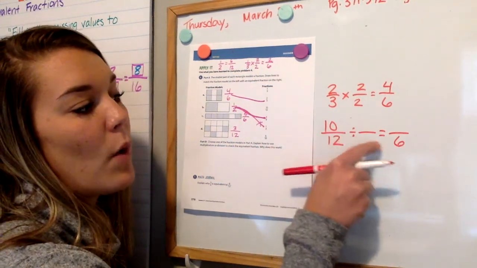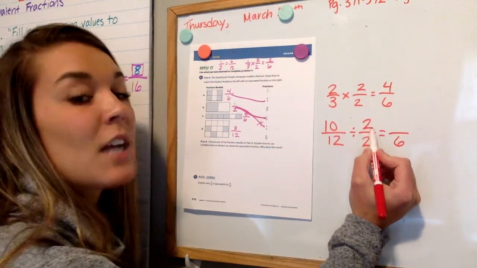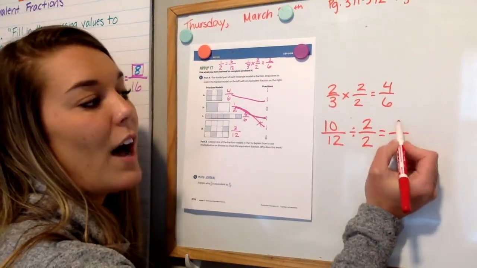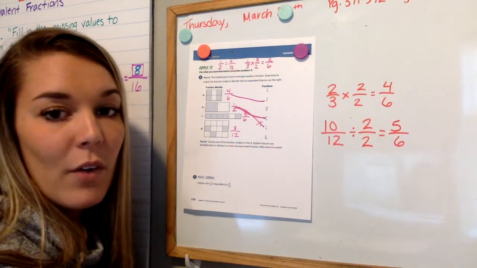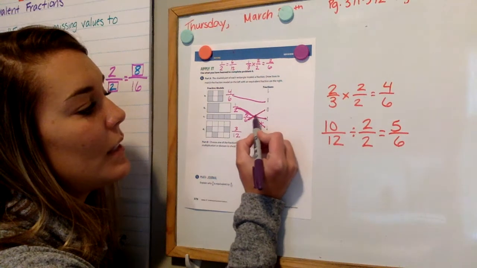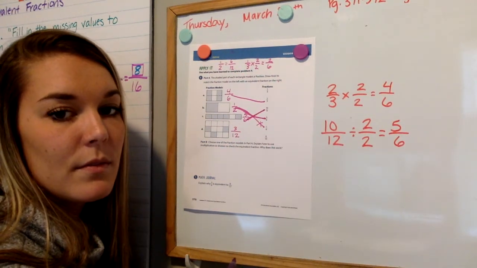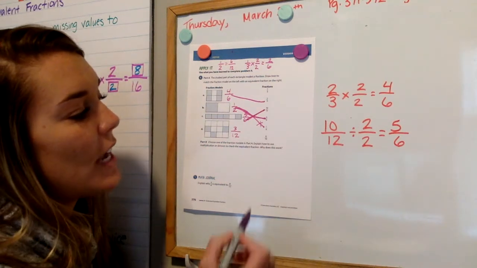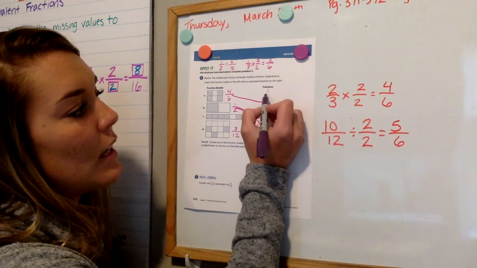So 12 divided by what is 6? 12 divided by 2 is 6. Whatever you do to the bottom, you must do to the top. 10 divided by 2 is 5. Oh, looky there. That's what we were looking for, right? So 5/6 is equivalent to 10/12. Draw the line. Okay, now the fractions I have left are this one, and this one.